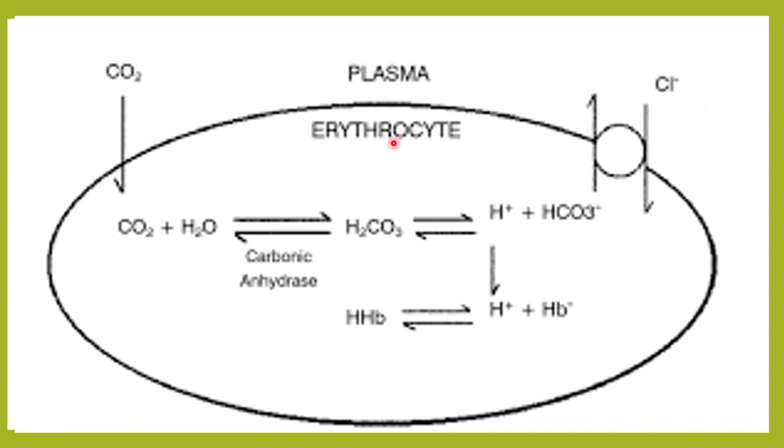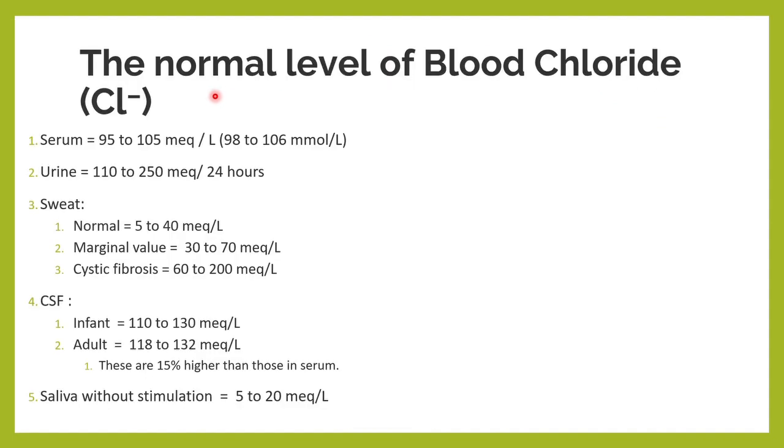You can see this is an RBC wherein the carbon dioxide present here is combined with water and forms carbonic acid, and this forms H plus and HCO3. Once this bicarbonate goes out, chloride will come inside. So the chloride levels in the serum will decrease in metabolic alkalosis.